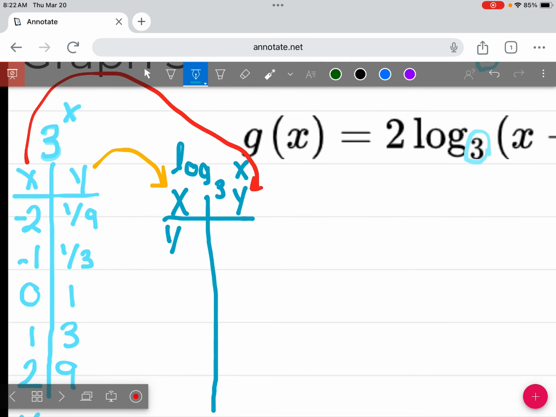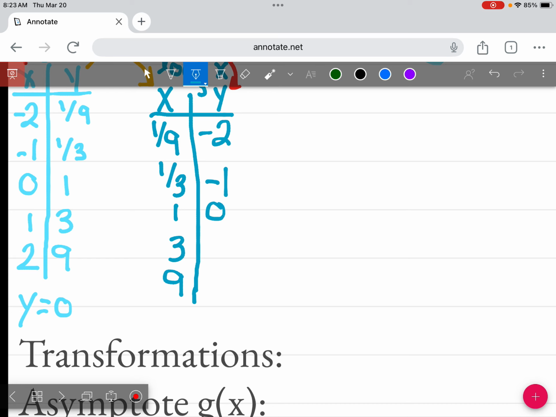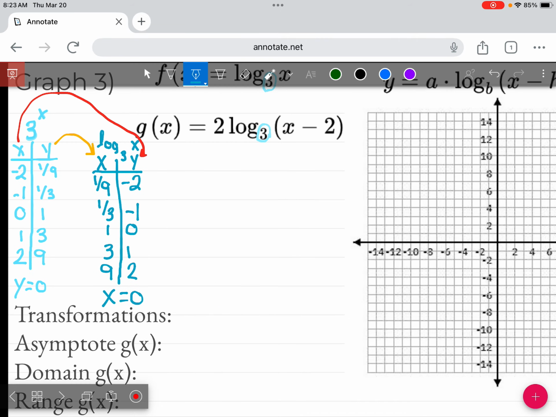So my x's are going to be 1/9, 1/3, 1, 3, and 9. And my y's are going to be -2, -1, 0, 1, and 2. And just like with our points, everything that was an x becomes a y, and everything that was a y becomes an x. So our asymptote turns into x equals 0. This is our parent function for the log. So this is going to be the first piece that we graph.